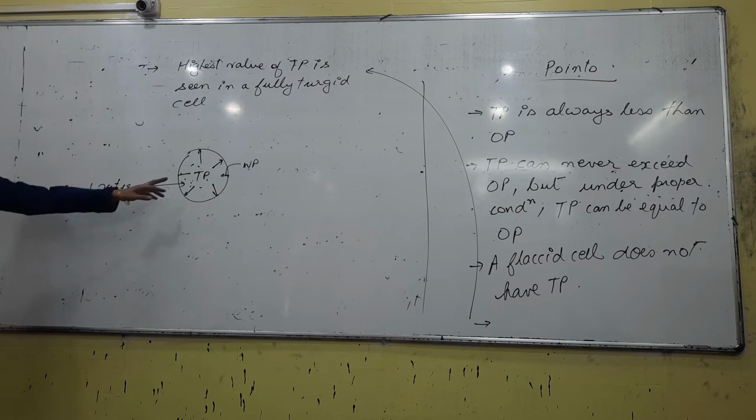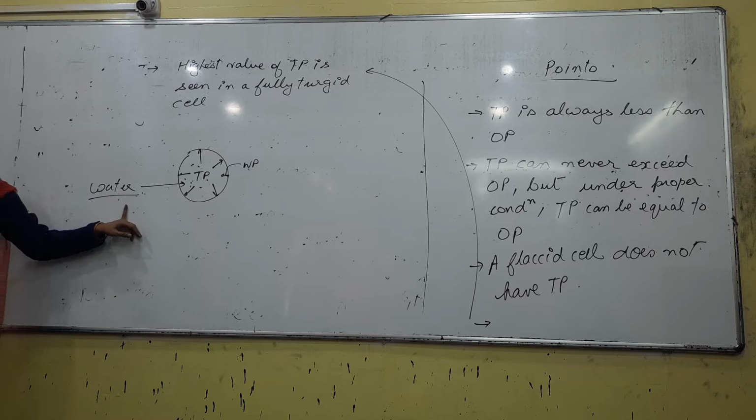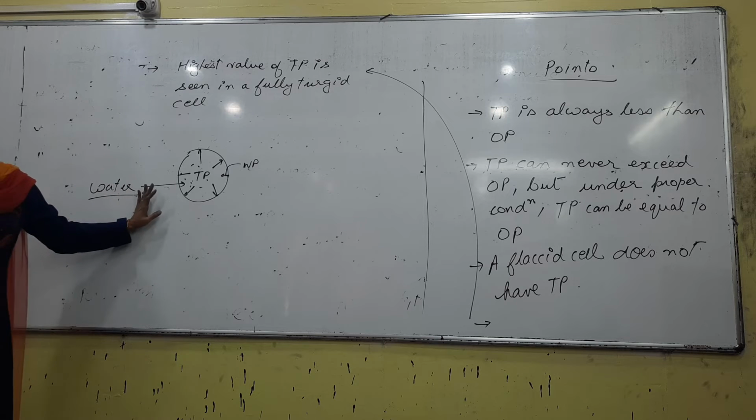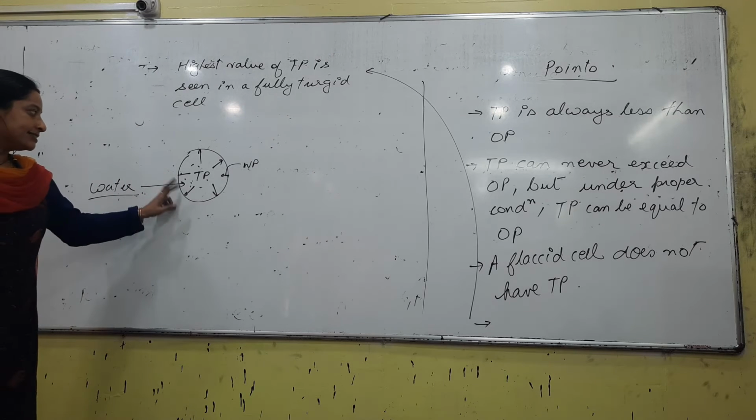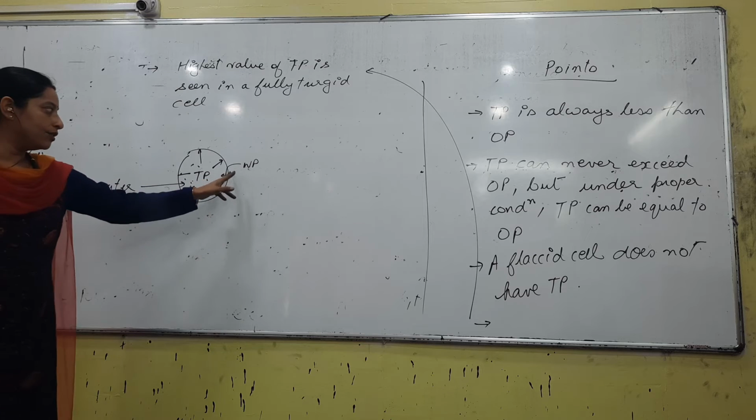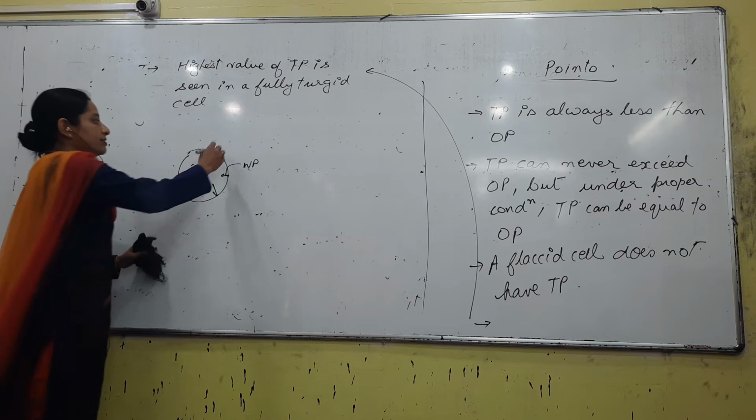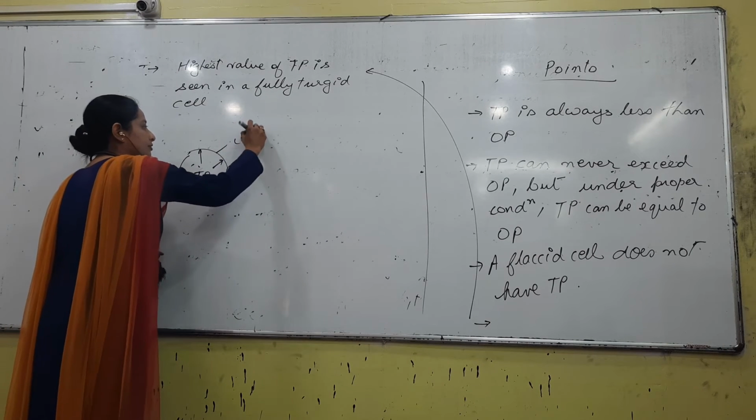Just to remember, TP develops only when the cell starts absorbing water. If it does not absorb water, there is no TP, right? Next, after TP, is wall pressure. Wall pressure is the pressure of the cell wall.